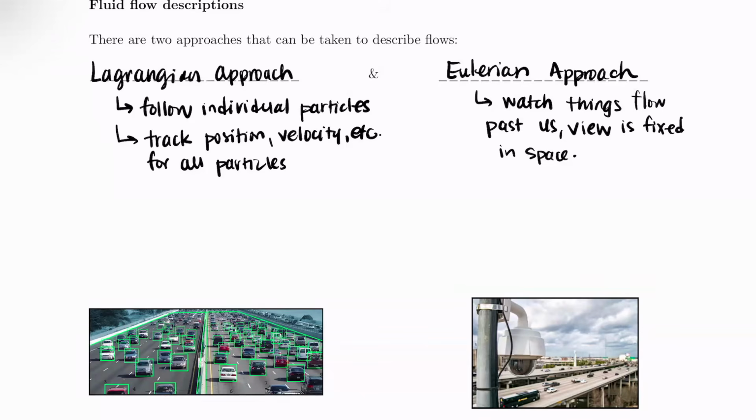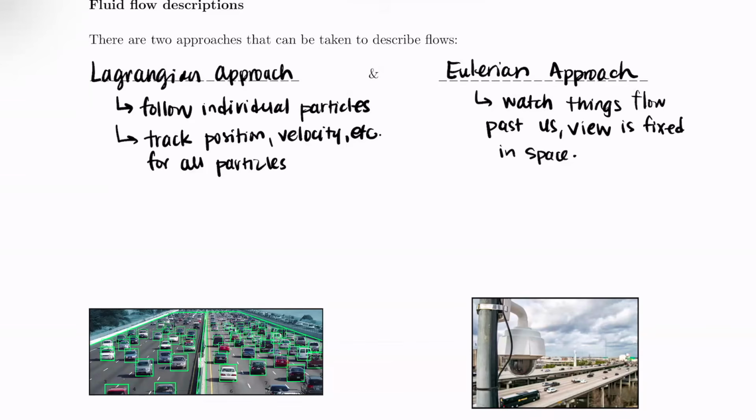Differently from that, we could take an Eulerian approach, which would be more like a traffic camera on a telephone pole or an overpass, where the camera is stationed in space and we're monitoring the flow of traffic going past that camera. We're looking at what is happening in aggregate rather than tracking individual cars. Okay, does that make sense?